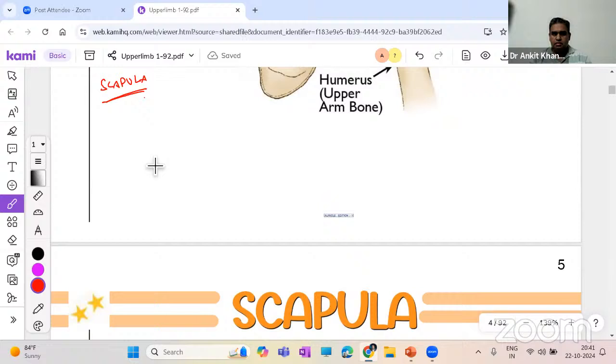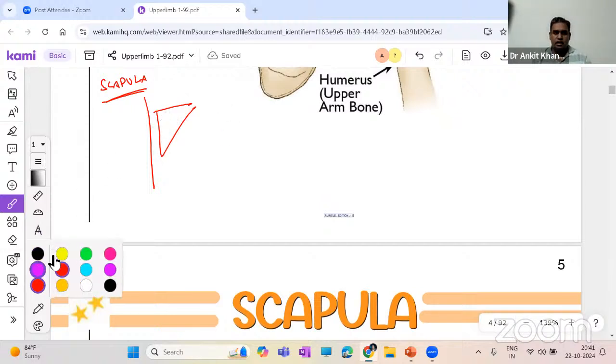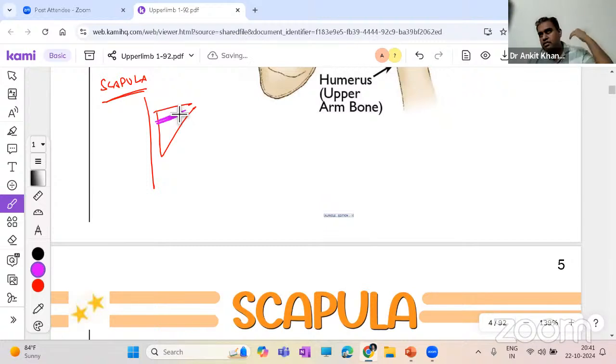A few things again over here to understand: this bone is a triangular bone. Suppose this is a midline and you are seeing it from the posterior aspect. It is a triangular bone. And once you start to palpate the scapula, you'll feel a spinous process coming out of it. You have to palpate it from the posterior aspect. It is behind the rib cage. You all know the cylindrical rib cage.